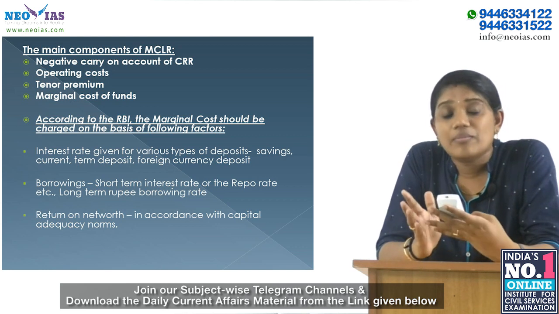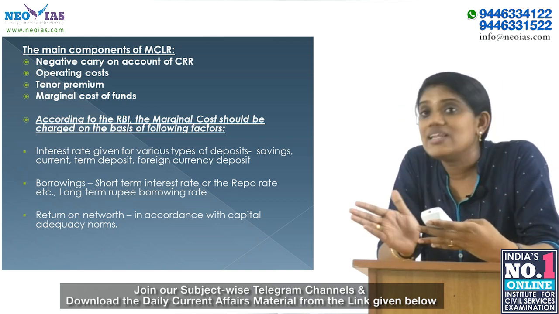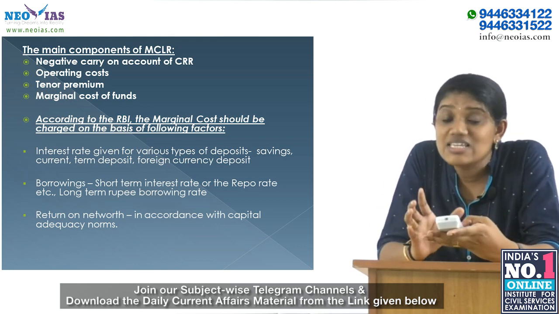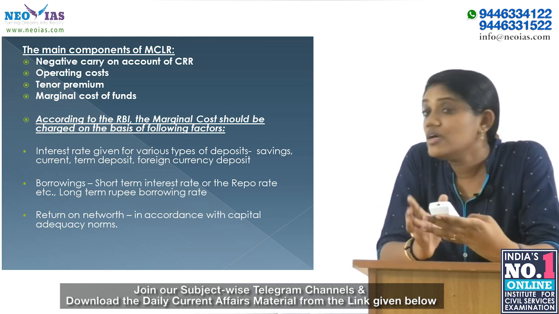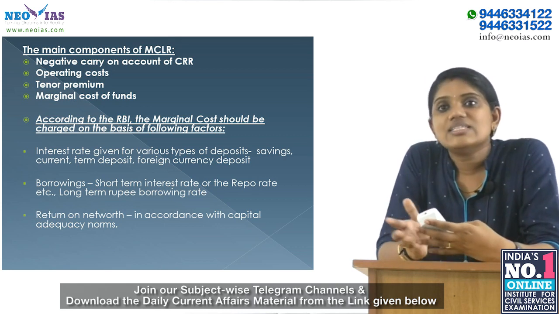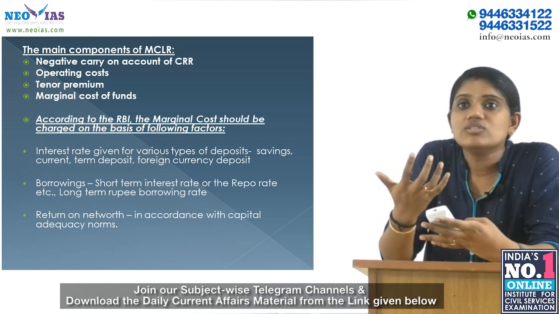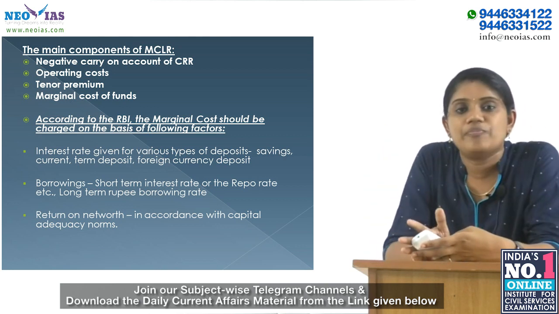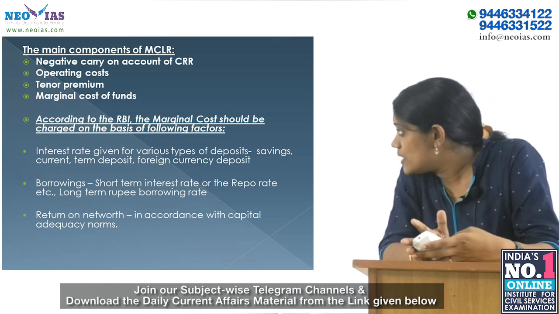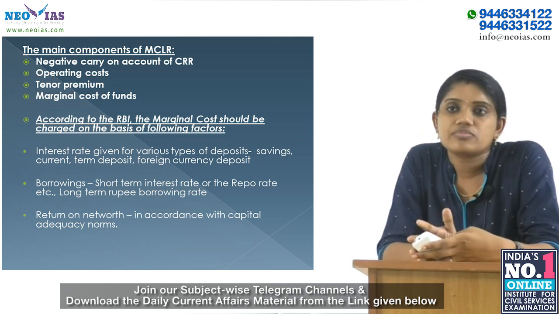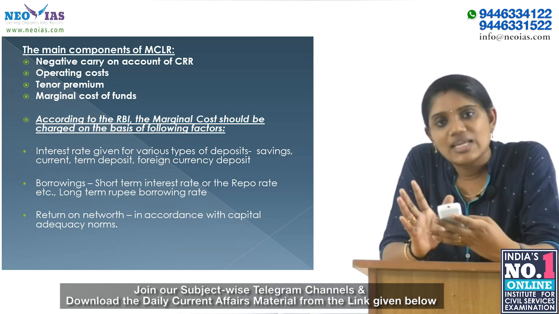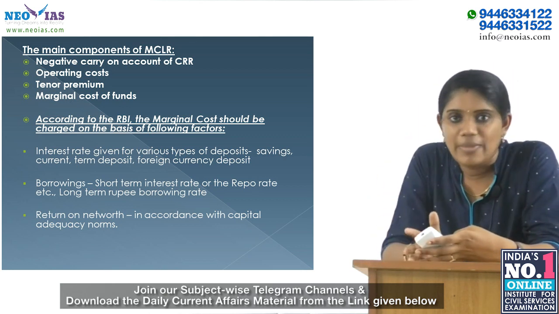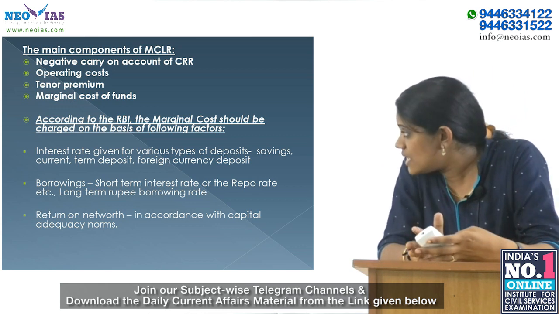So, the main components of MCLR, we will discuss each term. Okay, so first one is the negative carry on account of CRR. So, it is the cost that the banks have to incur while keeping the reserves with the RBI. Okay. Then the next term, it is the operating cost. So, the name itself suggests it is the operating expenses incurred by the banks. Okay. The next one is the tenor premium.